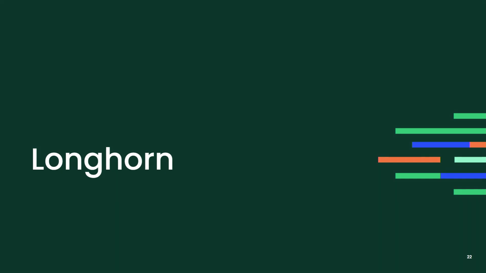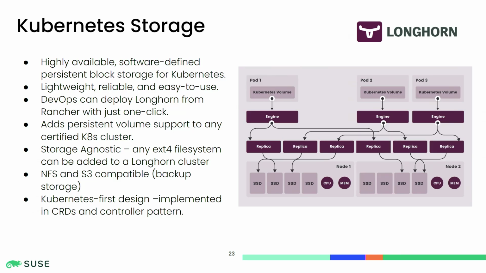All right, so I was talking about the storage solution. We recommend Longhorn here. Why? Longhorn is the SUSE or Rancher Kubernetes storage solution. It was really tailored just for Kubernetes workloads.